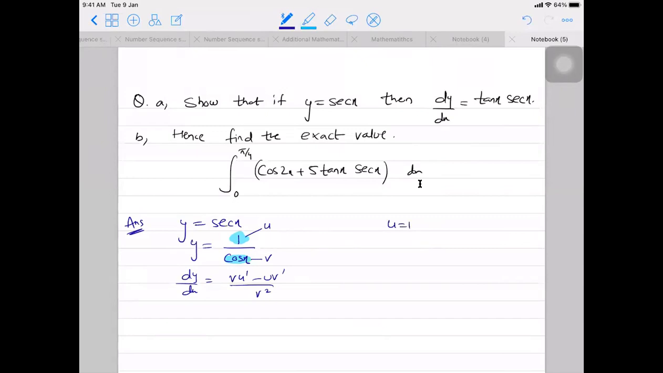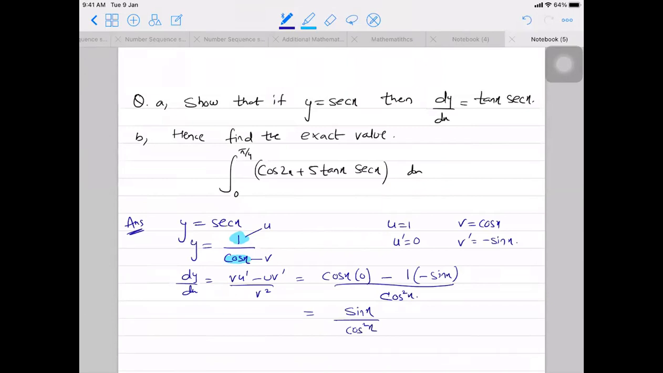u is 1 and v is cos x. u prime is going to be 0 and v prime is going to be minus sine x. Good. So (vu prime minus v prime u) over v squared, that is cos squared x. So this gives us sine x upon cos squared x.